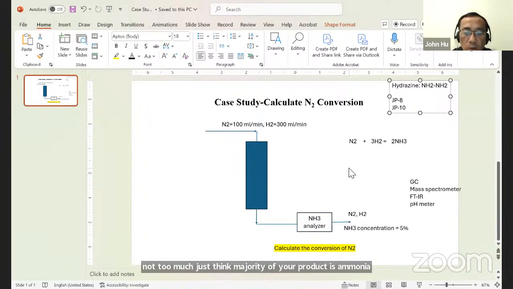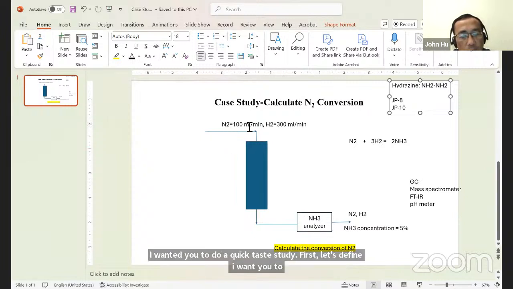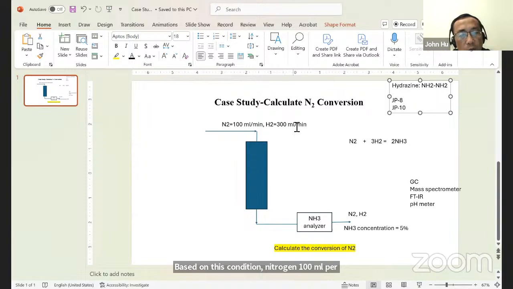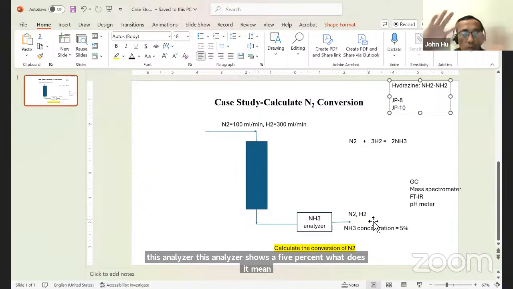So I want you to do a quick case study. Based on this condition, nitrogen 100 ml per minute, hydrogen 300 ml per minute, and the analyzer shows the ammonia concentration is 5%. What does it mean? The other 95% are nitrogen and hydrogen together.